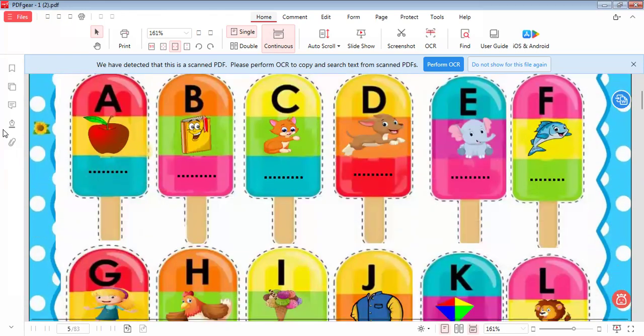So here is the capital letter, and I write the small letter. Here is capital A, so I write here small a. Capital B, I write small b. Here is A for apple, B for book, C for cat, D for dog, E for elephant, F for fish. Let's go to another one.